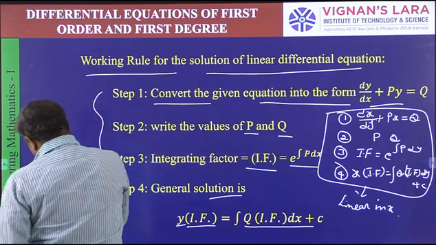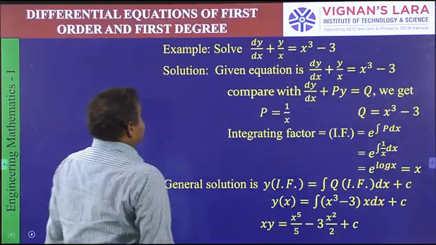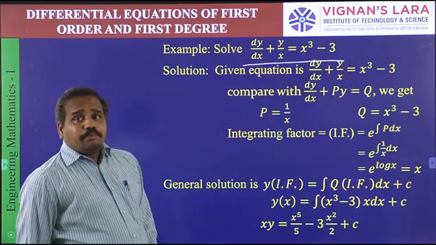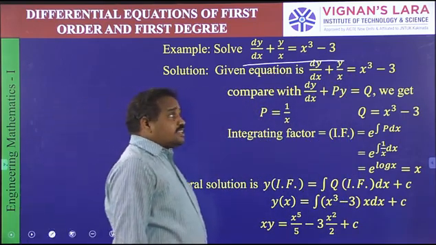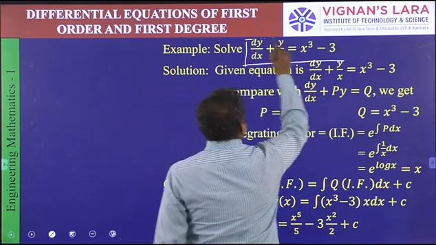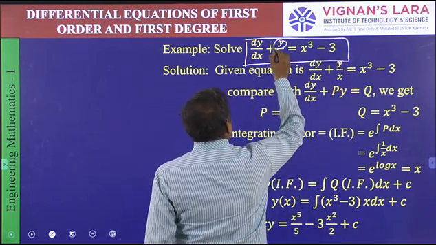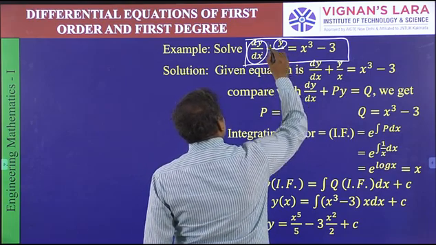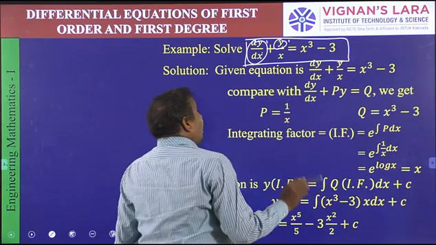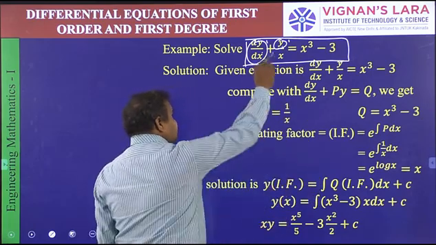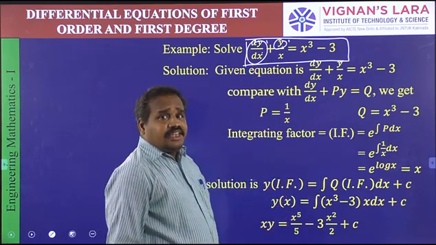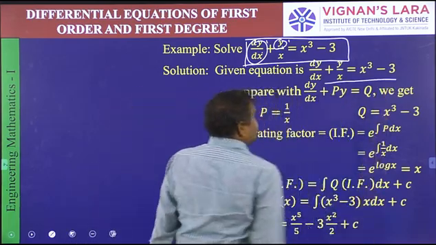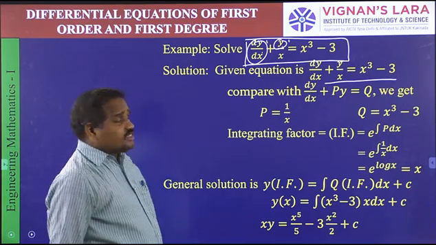After that we go through a small example. Say this: dy by dx plus y by x is equal to x cube minus 3. If you observe here, y is the dependent variable, and the dependent variable and its derivative are in first degree form and are not multiplied together in this equation. So it is a linear differential equation.